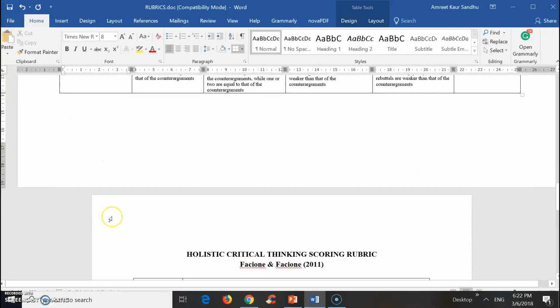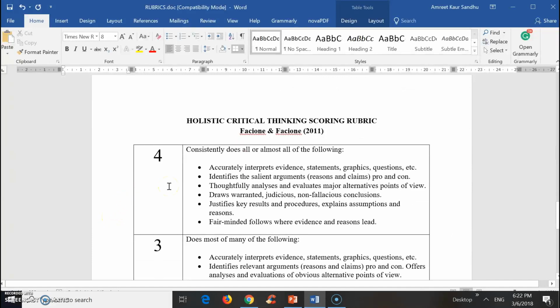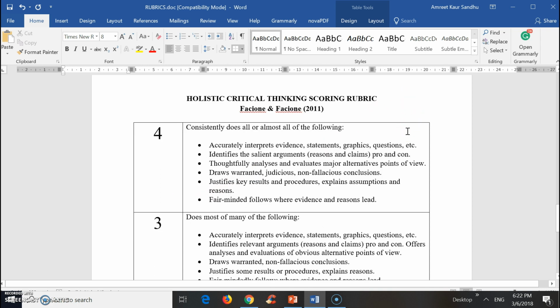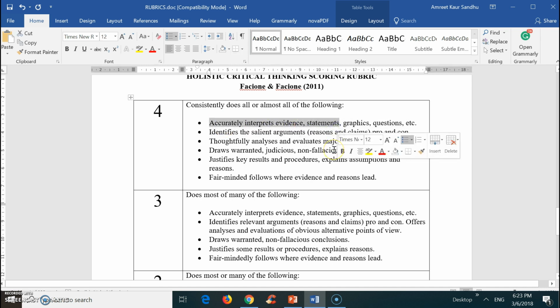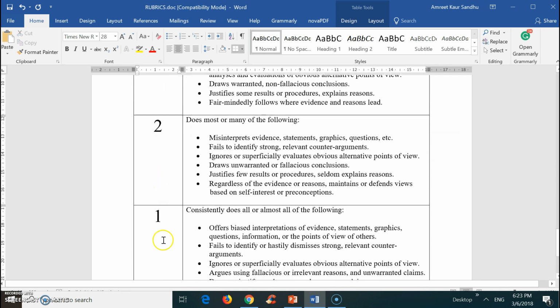Again, the last one is the holistic critical thinking scoring rubric. Holistic means in a very broad manner. This is to make sure you really think critically when you write argumentative writing, because argumentative comes from the word argue. When you argue, it involves critical higher order thinking skills. You need to check whether you have accurately interpreted evidence, statements, graphs and so on. The highest score is 4, and the lowest score is 1.